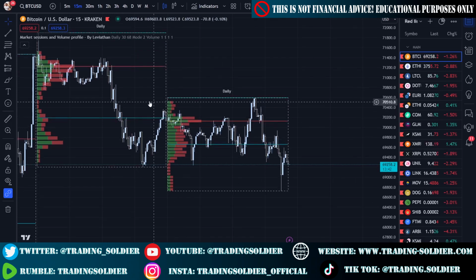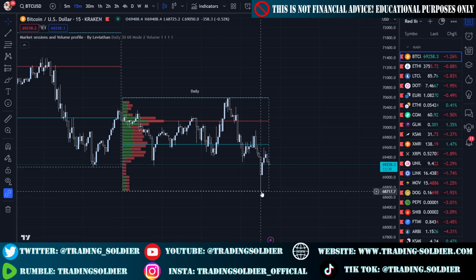Inside of this daily box, the price has moved from the swing low to the swing high, and we find the volume profile. This is the volume profile. We have the buying volume, or the bullish volume, in green, and the selling volume, or the bearish volume, in red. And as I was saying before, we have the POC, that is this red line.